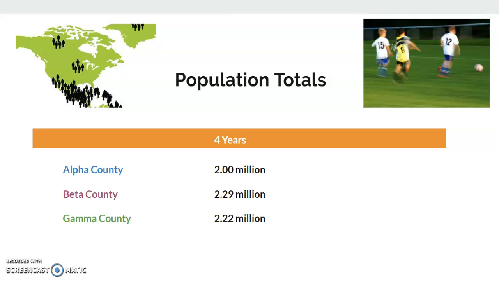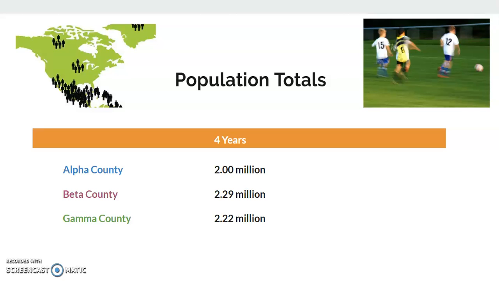Now we get our population totals, because part of that question is where should we break ground? So after 4 years, we've concluded that Alpha County has 2 million, Beta County 2.29, and Gamma County 2.22. So we're thinking, okay, this is great. We can go ahead and break ground at Beta. We know that they have the most population, but we also know that Gamma County is the only one that is increasing over time.